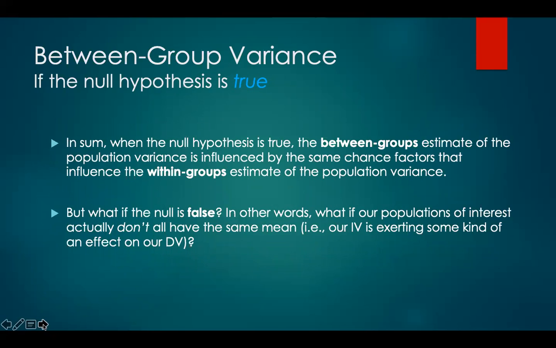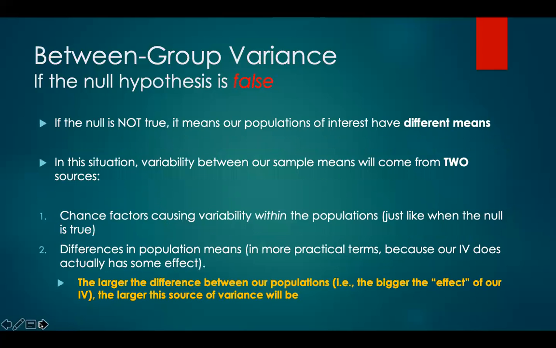So in sum, when the null hypothesis is true, the between groups estimate of the population variance is influenced by the same chance factors that influence the within groups estimate of the population variance. But what if the null is false? In other words, what if our populations of interest actually don't have the same mean? Or in other words, our independent variable is exerting some kind of effect on our dependent variable. So if the null is not true, it means our populations of interest have different means. In this situation, variability between our sample means will come from 2 sources.